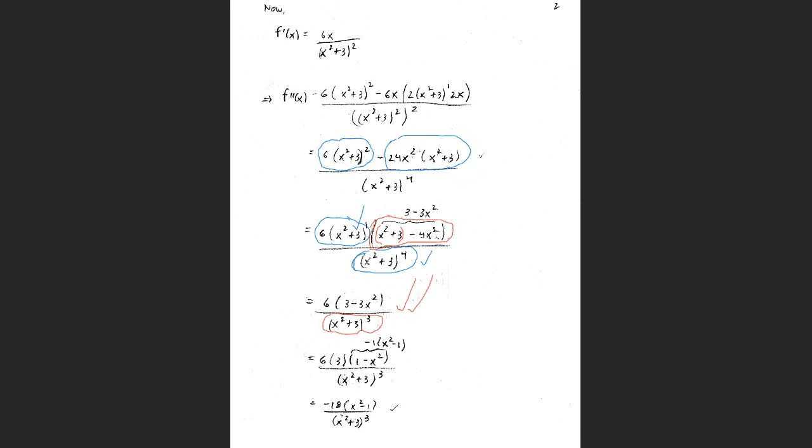Now, okay, we're right here. Here's my second derivative. So my second derivative equals 6 times the quantity 3 minus 3x squared over x squared plus 3 cubed. Am I happy yet? Am I happy with my second derivative the way it is? Should I be content with that? No. Nicholas says no. Well, why not? Why not? Lynn doesn't think so either.